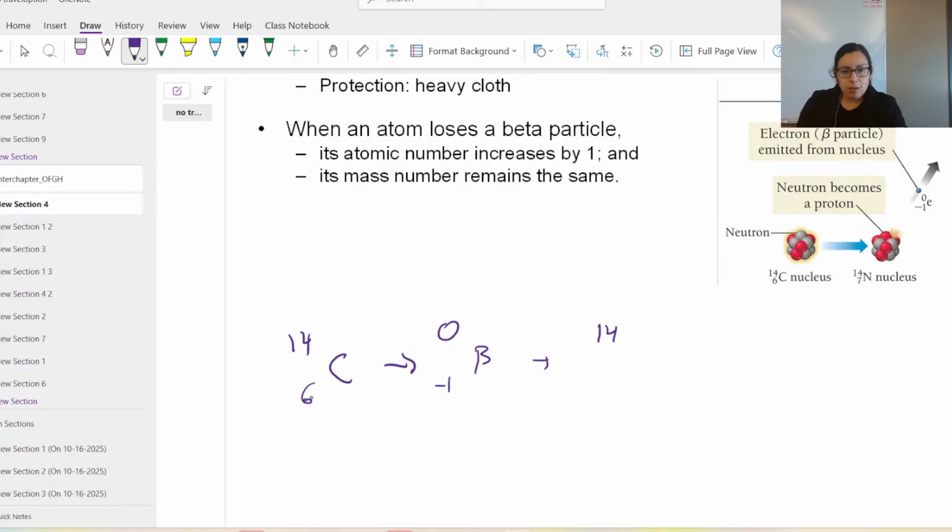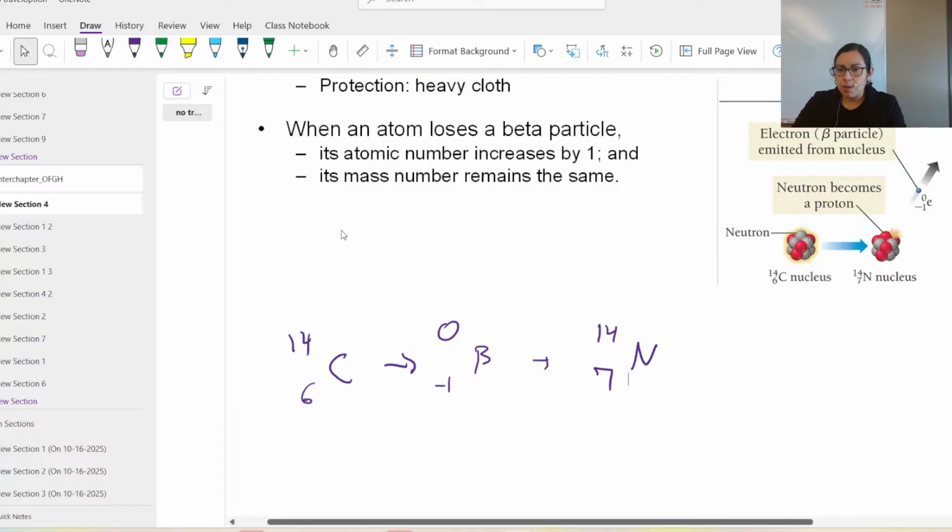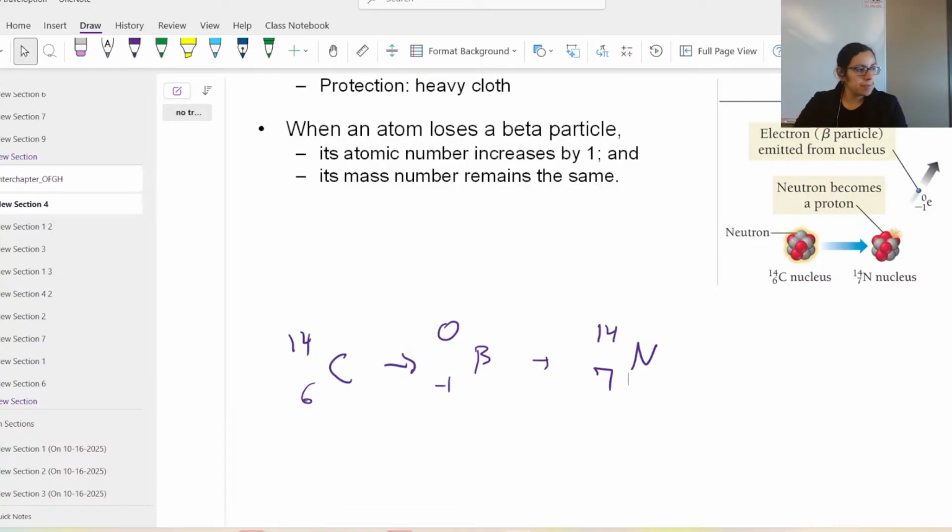And then, okay, well, we have a -1 here, and I need to get back to 6. So that makes our atomic number increase by 1, so 7. And that gives us nitrogen. And again, that's our little cartoon representation here. So one of our neutrons splitting, becoming a proton, and then that electron or beta particle being emitted there.